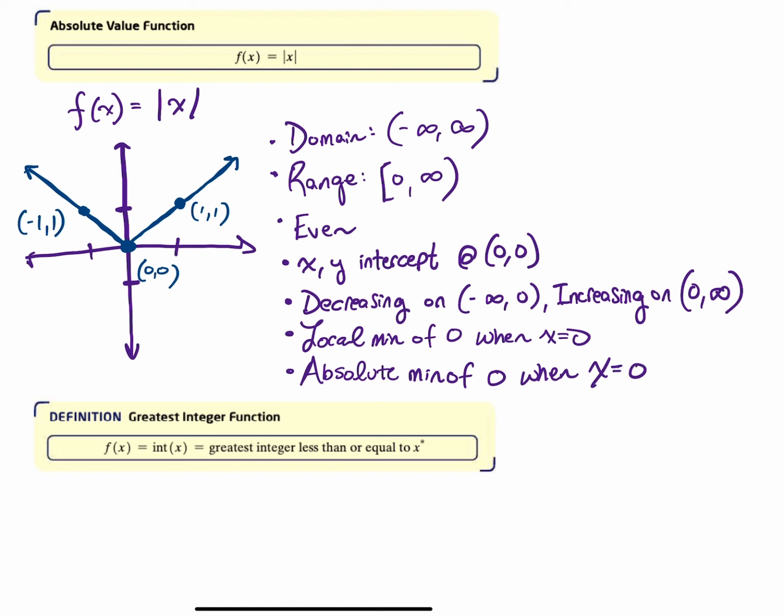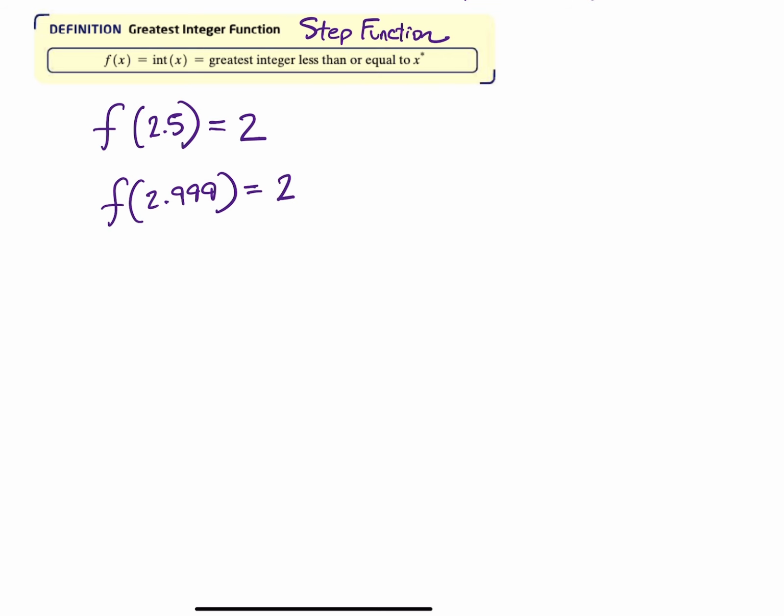The last function that they give us is an interesting one. It's called the greatest integer function. This is also called the step function. So what does it do? It says it takes the greatest integer less than or equal to x. Meaning if we were to plug in something like 2.5, it would give us 2, the greatest integer less than or equal to x. So it basically rounds down any decimal. Even if we had like 2.999, it would still give us 2. It will round it down.